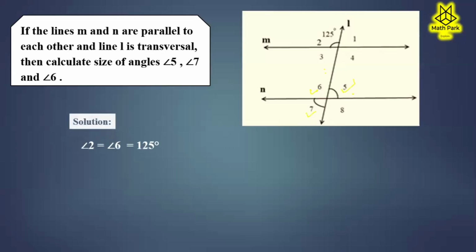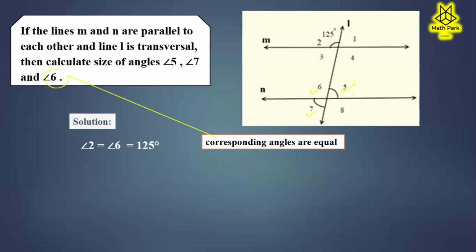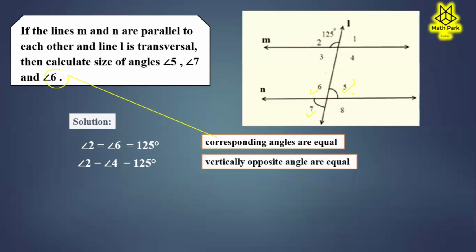So we have angle 2 and angle 6. They are corresponding angles, so they will be equal. So that's how we got the value of angle 6. So we got angle 6 as 125 degrees. So one part is done. Now angle 2 and angle 4 is also 125 because they are vertically opposite angles. That is how we get this also as 125 degrees. And now some people will use angle 6 is equal to angle 4, alternate angles. That is also fine, 125 degrees.